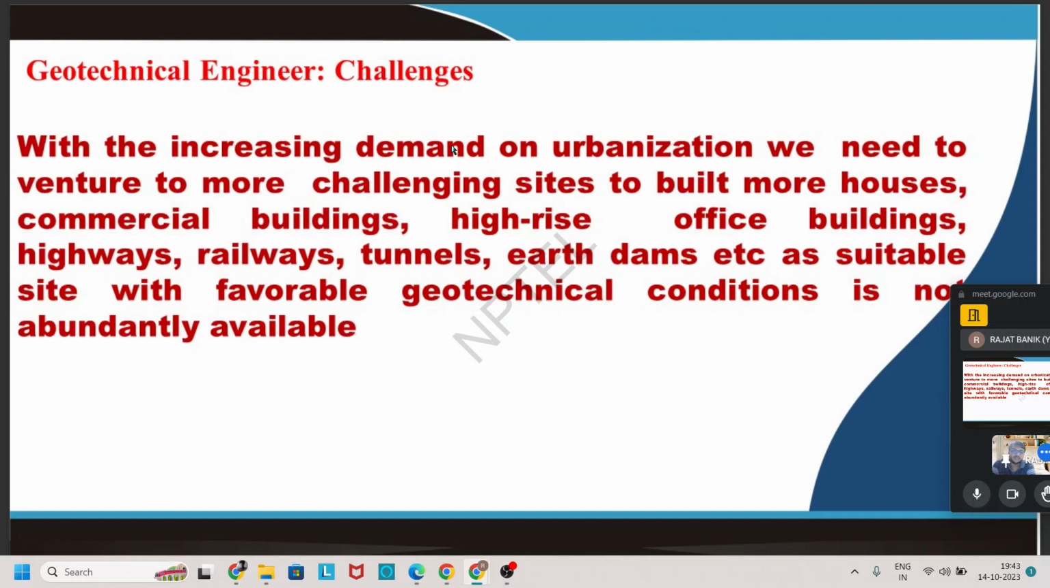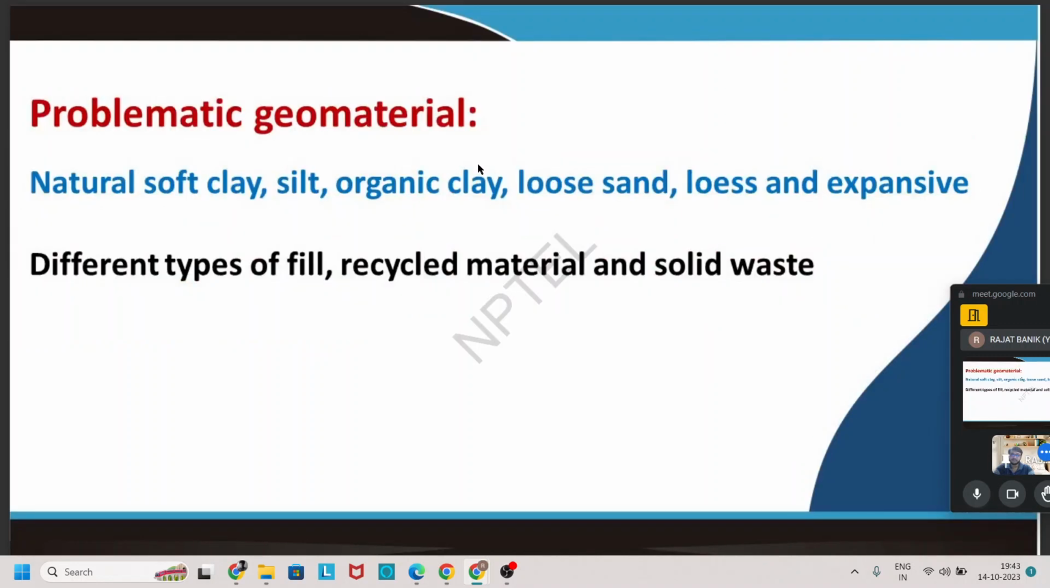as suitable sites with favorable geotechnical conditions are not available. So for this, we need to improve the ground, and for improvement, we need different techniques like mechanical stabilization, hydraulic stabilization, grouting, chemical stabilization, physical stabilization. Also we use some geosynthetic material. In this way, we improve the ground. We discuss all these things in our lectures.